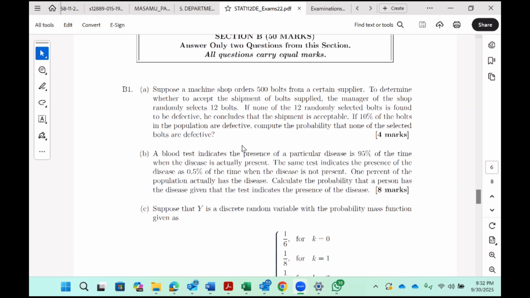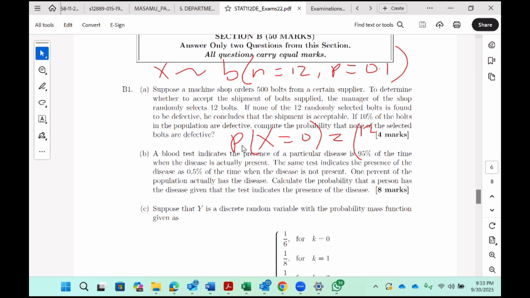So from here, the probability that X is equal to 0 will simply be equal to 12 combination 0, times 0.1 to the power 0, then 0.9 to the power 12. Is that okay? So this will give us the probability that none is defective. So that's what the question requires us to do. That is all.